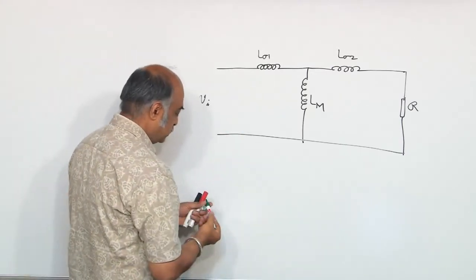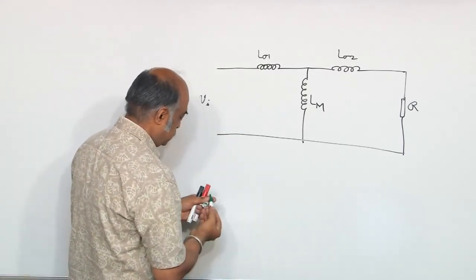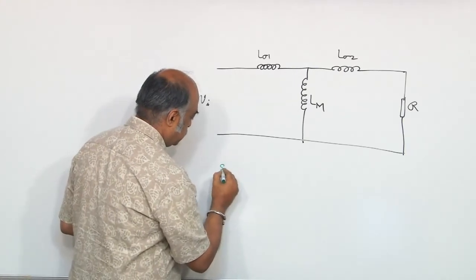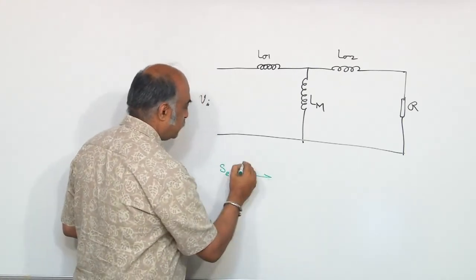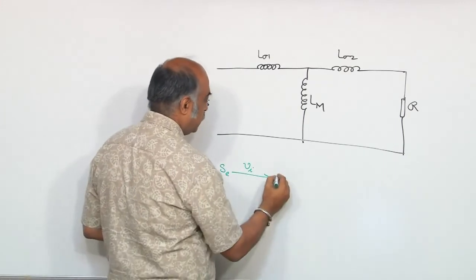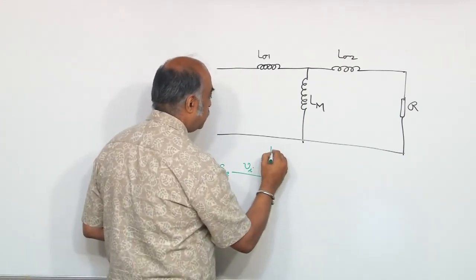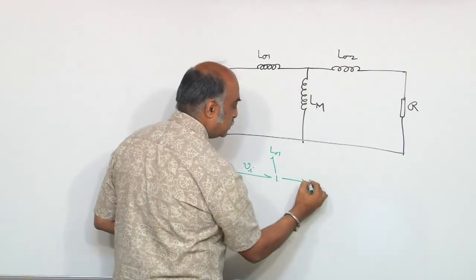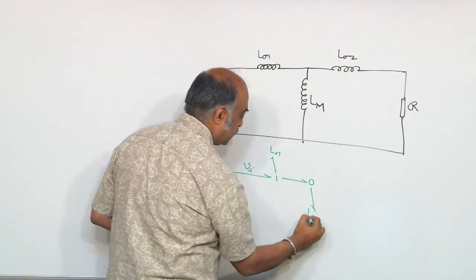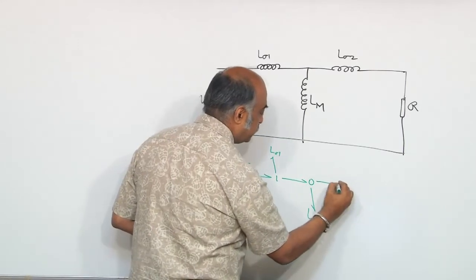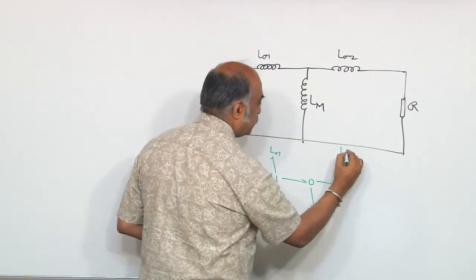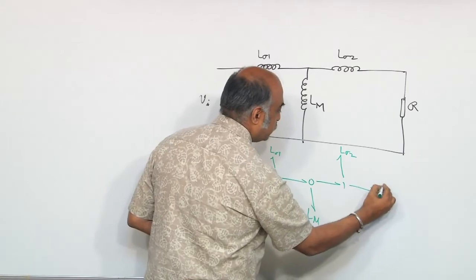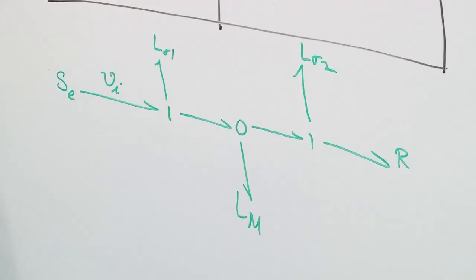So, I will start with this Vi, L sigma 1, and this I will put as Lm, right.